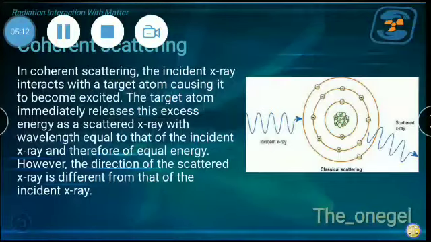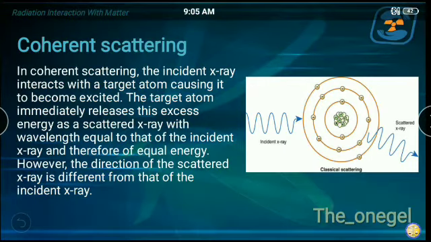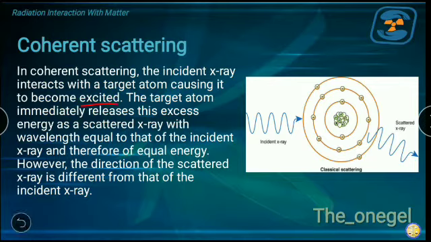Okay, so in coherent scattering, the incident X-ray interacts with the target atom, causing it to become excited. So, the target atom immediately releases this excess energy as a scattered X-ray with wavelength equal to that of the incident X-ray and therefore of equal energy. However, the direction of the scattered X-ray is different from that of the incident X-ray. Kung napansin mo ito ang flow and description, mapansin mo there is no ionization.